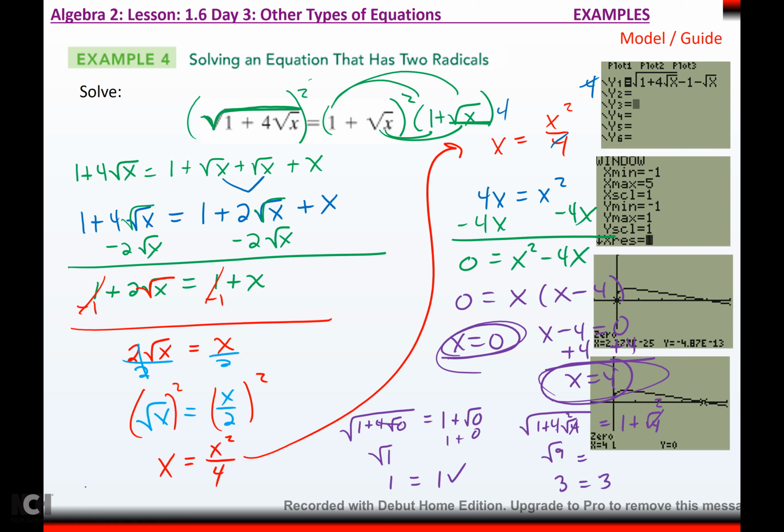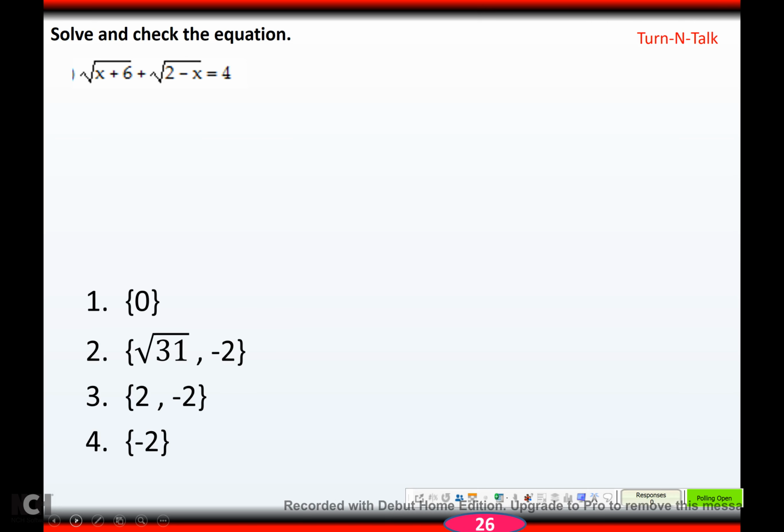Okay, and if you see on my picture, this is 2 point, see how it crosses at 4, and this is 2.37e negative 25. That means the decimal is 25 units this way, so it's 0.000000. For all intents and purposes, that's 0. So is that. Alright, so try this one, hit pause, come back when you're ready, and hopefully you got negative 2.